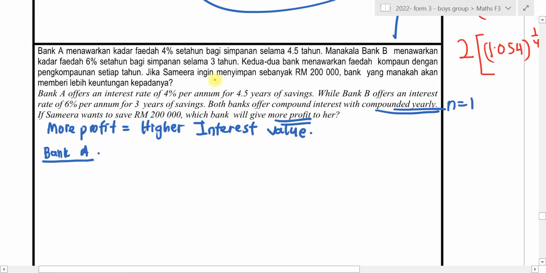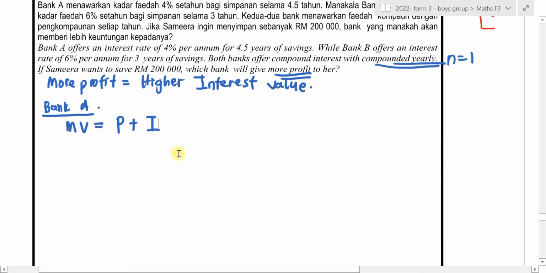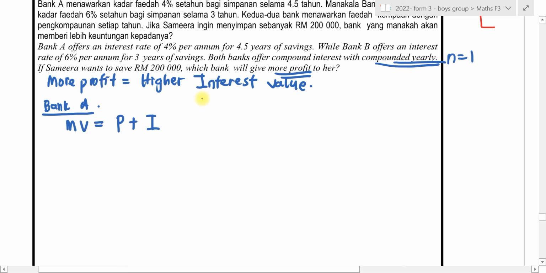The formula that we are going to use is definitely the basic formula here. MV, the total saving, is principal plus interest, right? And we only care about the interest now because we want to see the highest interest value. So make your I the subject: MV minus P. And every time, write your formula, although you are confident with it. If you write the formula, you know what you need to substitute there.